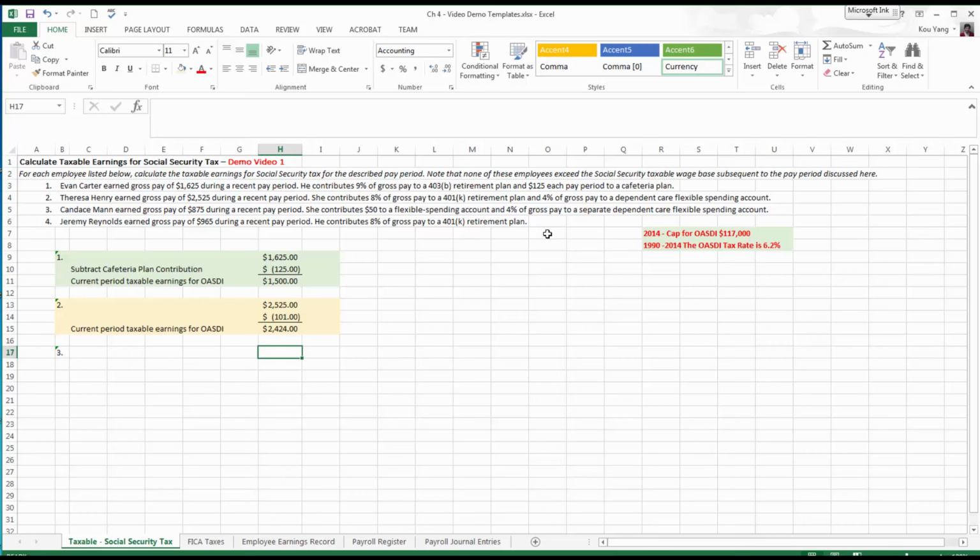For number 3, Candace Mann earned gross pay of $875 during a recent pay period. She contributes $50 to a flexible spending account and 4% of gross pay to a separate dependent care flexible spending account. Okay, so her gross pay is $875.